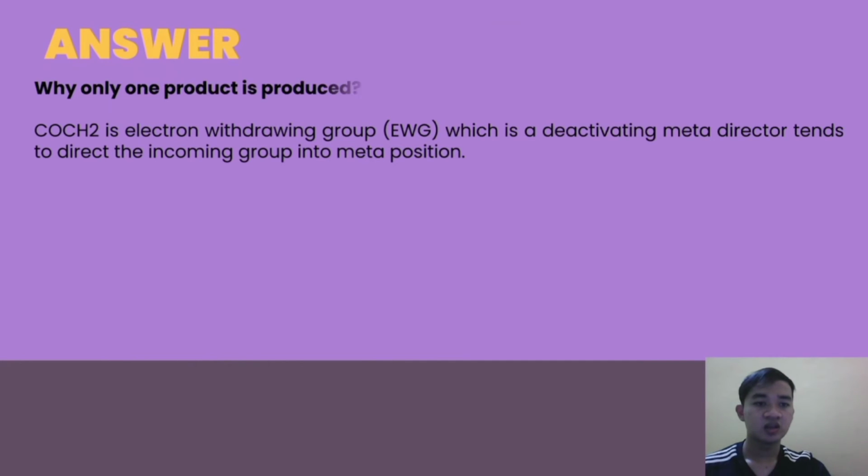Next, why is only one product produced? It is because the side chain is an electron withdrawing group, which is a deactivating meta director that tends to redirect the incoming group into the meta position. Question number 4.